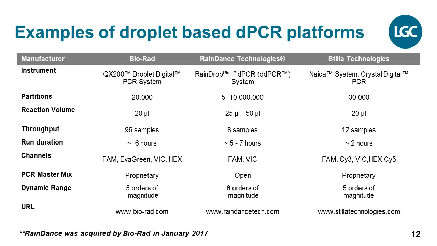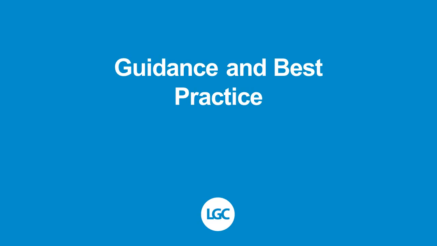A number of droplet-based digital PCR instruments are also commercially available. These include the QX200 droplet digital PCR system from Biorad, the RainDrop digital PCR system from RainDance Technologies, and the Naica system, Crystal digital PCR system from Stilla Technologies. The table presented on the slide summarizes some of the key features associated with examples of droplet-based instruments.